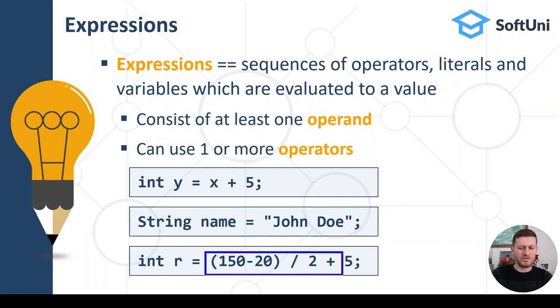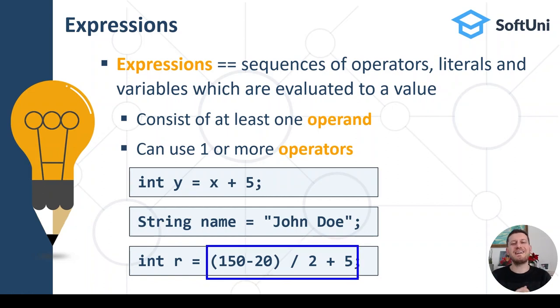So literals are things like this: 150. This is an integer literal. This is a string literal. This is a variable, and this combination of brackets, literals, operators, variables, function calls, etc. is called an expression. So we use expressions to perform calculations in Java and in programming in general.